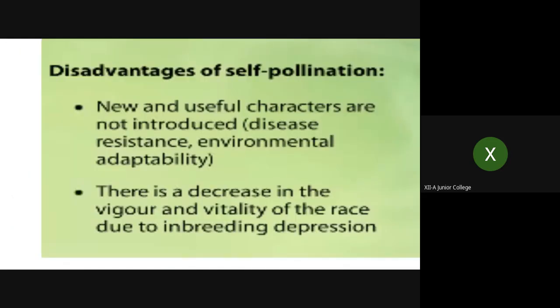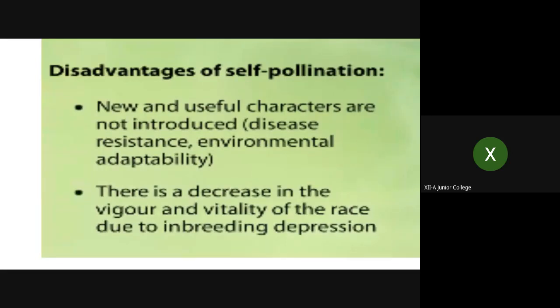The next is disadvantage. The most important disadvantage in the case of self-pollination is that new and useful characters are not introduced. As the same plant is producing, self-pollination is taking place, the same features are carried forward, so no new characters are introduced. Some important and useful characters also cannot be introduced in self-pollination.